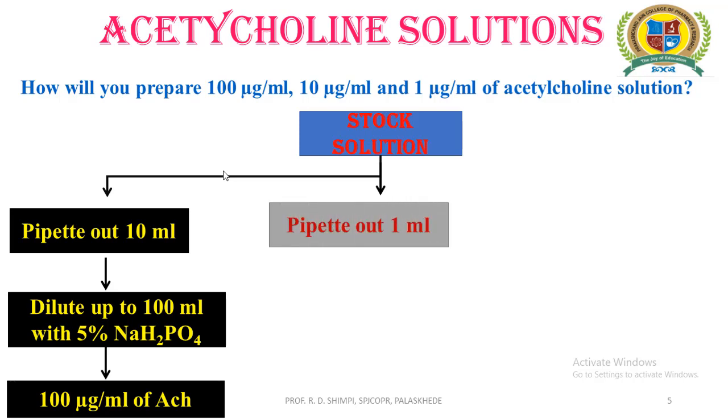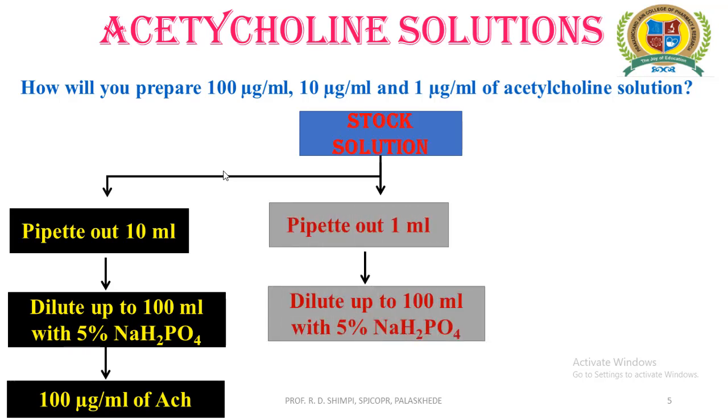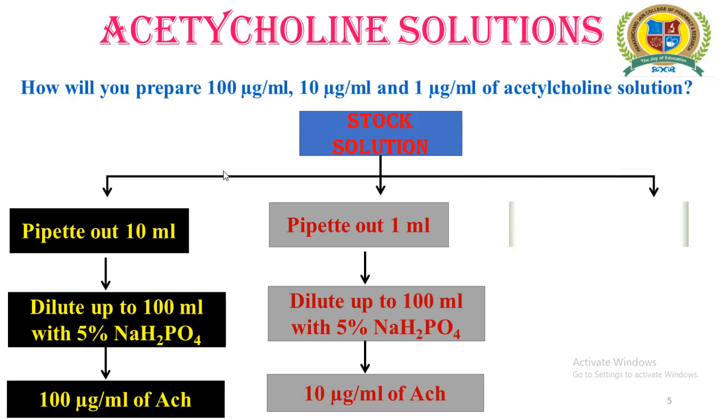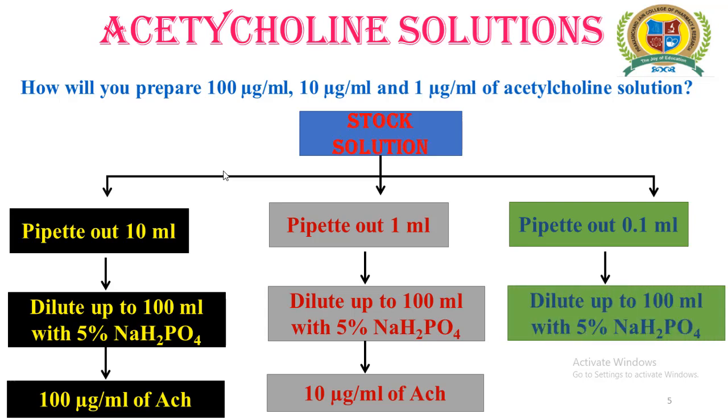Pipette out 1 ml of stock solution, dilute it up to 100 ml with 5% of NaH2PO4. It will yield 10 microgram per ml of acetylcholine. If you pipette out 0.1 ml and dilute it up to 100 ml with 5% of NaH2PO4, this time it will yield 1 microgram per ml of acetylcholine solution.